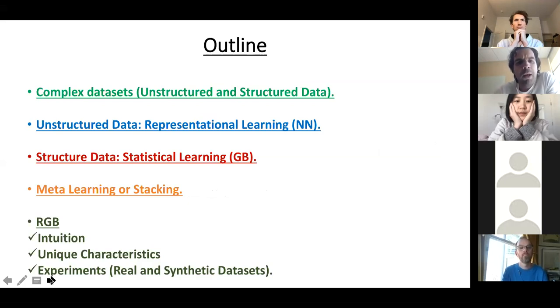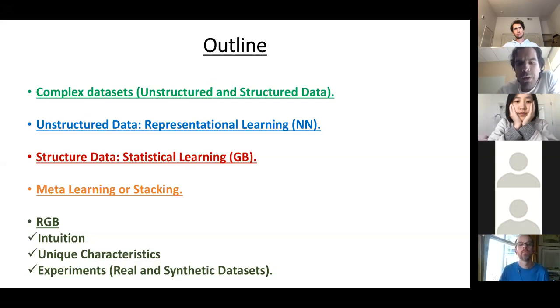So briefly, an outline of my presentation. I'm going to be talking about the analysis of complex data sets, those that include unstructured and structured data, very typical in medicine. I'm going to first cover the algorithms that are best for the analysis of unstructured data, like images and text. These are representational learning algorithms, or neural networks. Then I'm going to talk about analyzing structured data and the algorithms that are better for those, which are the statistical learning algorithms, especially gradient boosting, and what people do today when they want to analyze this type of complex data set, what type of approach they use.